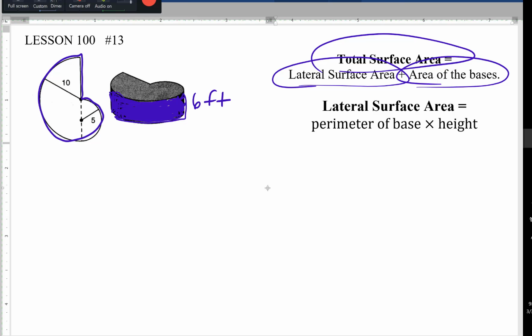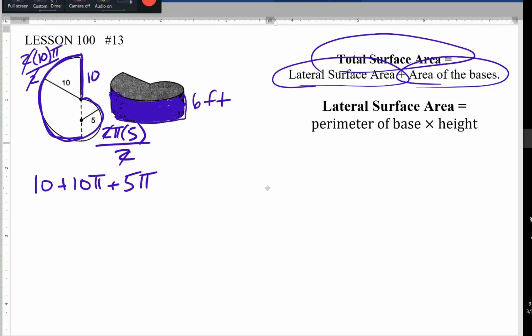All right, so for the lateral surface area, you find the perimeter of the base. This part of it is 10, and then the perimeter of a semicircle is 2 pi r over 2. So 2 times 10 times pi divided by 2 is going to be that big semicircle. And the little semicircle is also 2 pi r over 2, so 2 pi times 5 over 2. You can cancel those 2's in both of those fractions. So if we add up that whole perimeter, that's going to be 10 plus 10 pi plus 5 pi, and that would be 10 plus 15 pi.